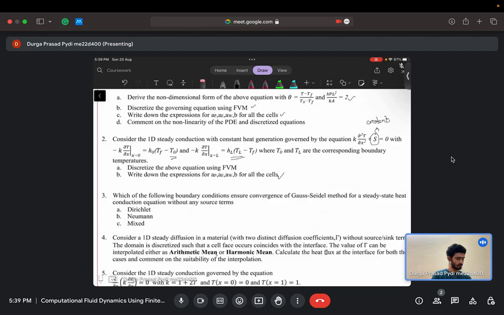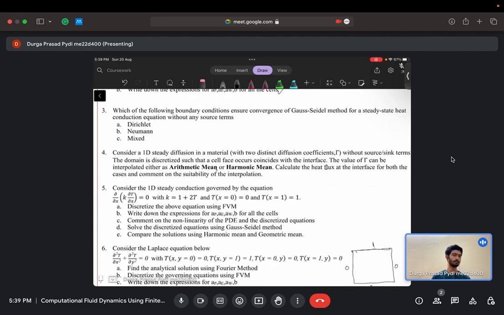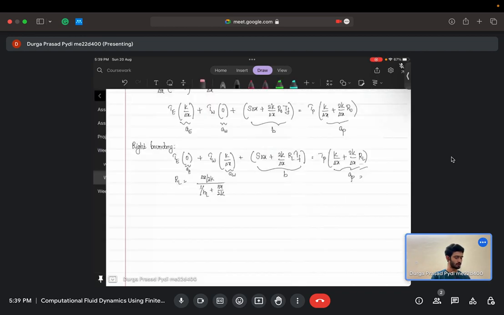So we have got the equations and we have discretized them. The third question asks about the convergence of the Gauss-Seidel method for the steady state heat conduction equation without any source terms under different types of boundary conditions. So this is essentially about your algorithm.